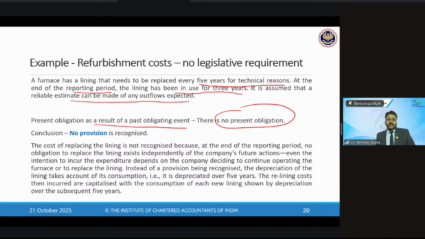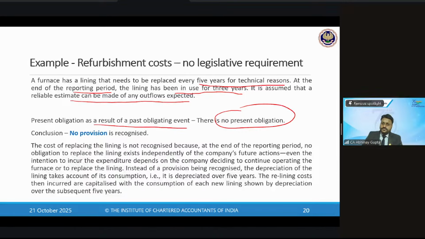So there is a furnace in which some component, the lining, generally gets replaced every 5 years because of wear and tear issues, right? When the new lining was installed, 3 years have already passed. Now 2 years are left. The company is expecting an outflow in the next 2 years, right? So what do you think? Does the company need to record any provision now?